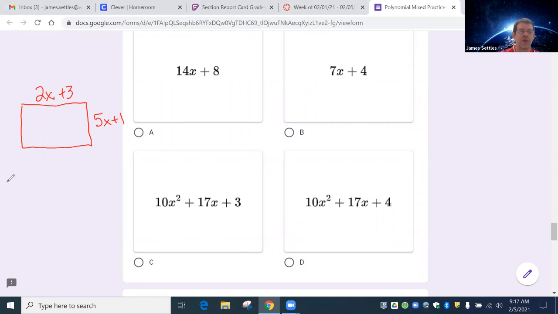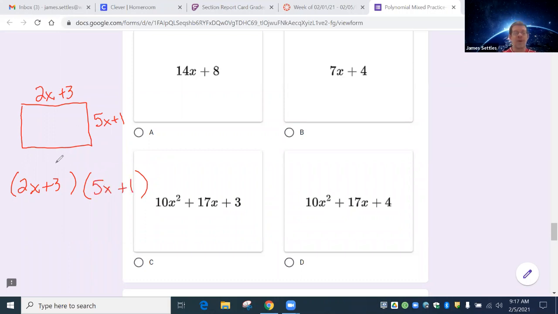So remember, when you're multiplying, in between the parentheses, you don't have any adding or subtracting. So what's going to go in these parentheses? Well, the length and the width. So we've got 2x plus 3, and we have 5x plus 1.